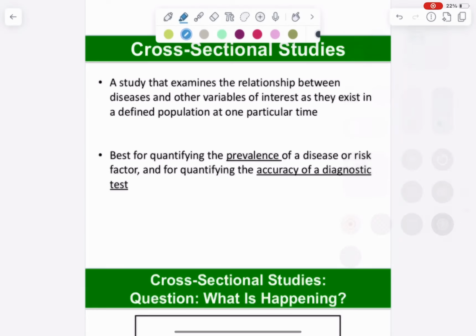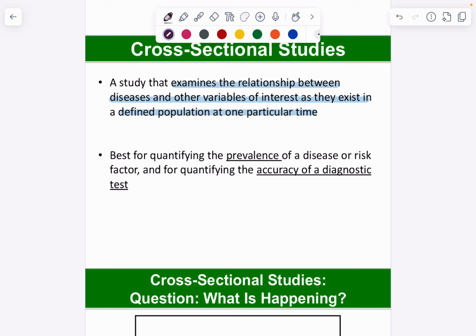Okay. Now this is the second type of observational study. We call it the cross-sectional study. A cross-sectional study examines the relationship between disease and other variables of interest as they exist in a defined population at a particular time. At a particular time means they both are present at the same time.